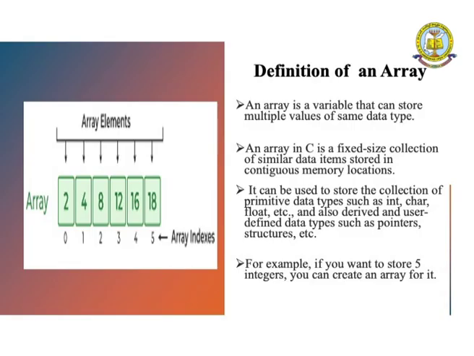float and double data types, and arrays can also store derived and user defined data types such as pointers and structures, etc. Example, if you want to store 5 elements, we can create an array for those 5 elements instead of using 5 different variables. If you want to store 10 elements in the program, instead of taking 10 different variables, you can declare an array with a single name, and we can store those elements in contiguous memory locations in the program.